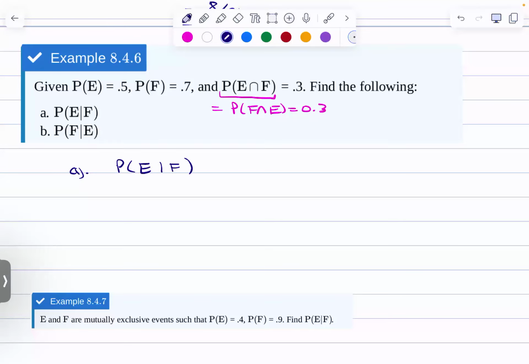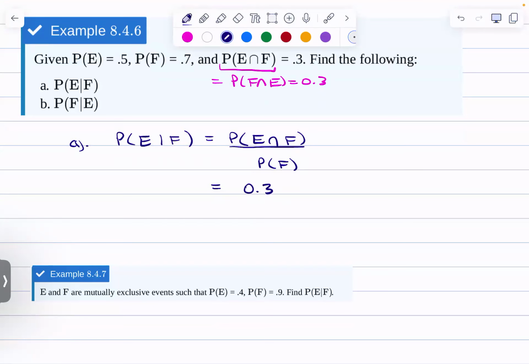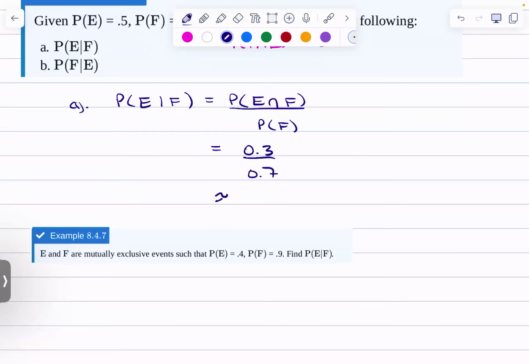The probability of E given F, mapping it out from our formula, is the probability of E and F divided by the probability of F. Now I have both of those components, so it's really just a matter of plug and chug here. 0.3 divided by 0.7. Does it make anything nice? Not really, just 3 over 7. I'll do a decimal: 0.42857, 14286.